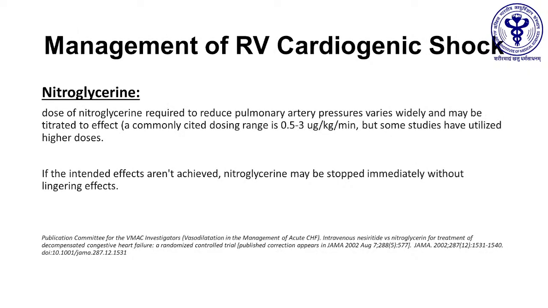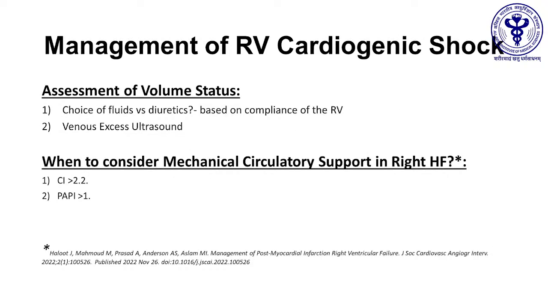Nitroglycerin has been suggested in many studies, at a dose of 0.5 to 3 mics per kg per minute. If the intended effects are not achieved, and this was one study, not a very big study, a single RCT, they have suggested that it should be stopped immediately.